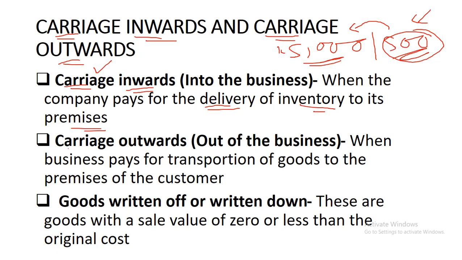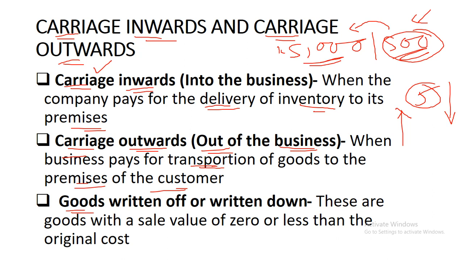And then there's also what's called carriage outwards. Carriage outwards is just the opposite of carriage inwards. It is from the business perspective, where the business pays for the transportation of goods to the premises of the customer, right? So the customer buys. For the most part, TradeKings, when you buy on credit from them, they'll transport these goods to you. Yeah, so you buy 5 cases of Mojo, TradeKings is going to transport these goods to your premises. So from TradeKings' perspective, that cost of transporting goods to your premises is what's called carriage outwards.